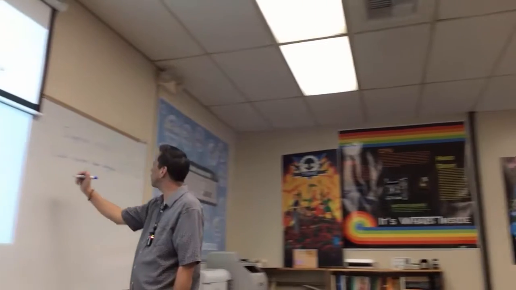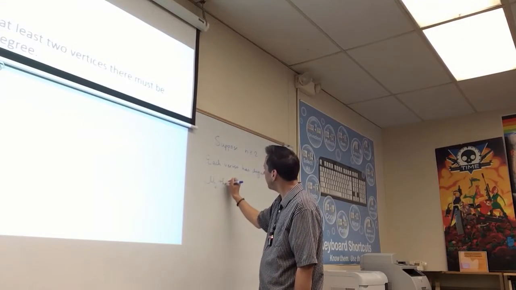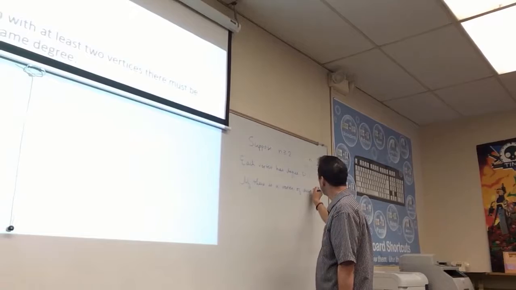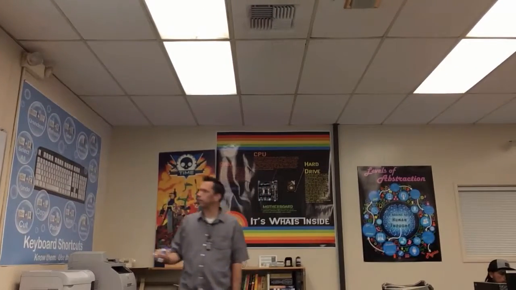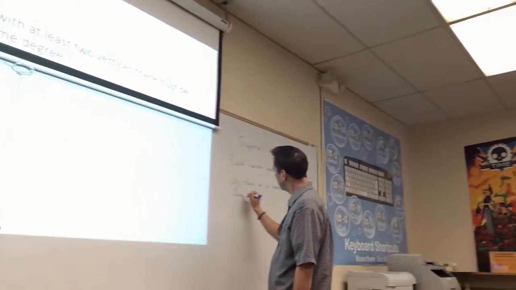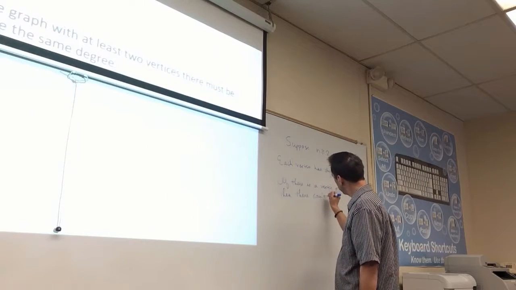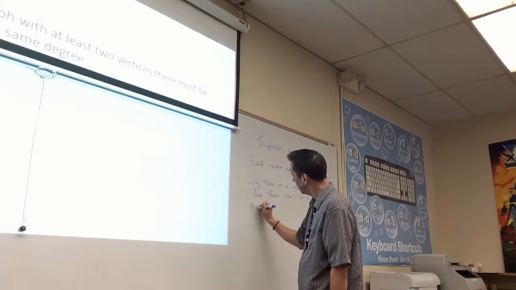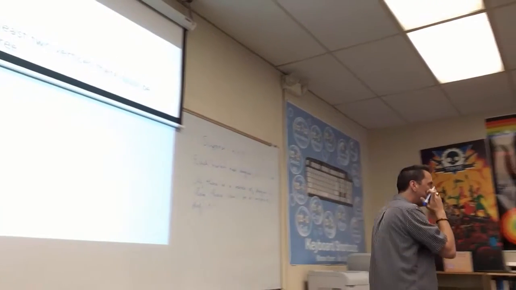So suppose there is a vertex of degree 0. If there is a vertex of degree 0, that means it's isolated. That means there can't be a vertex of degree n minus 1. Isn't that right? I remember we did a problem just like this once. I don't remember how they dressed it up, but it was the exact same idea. You see why that's true?